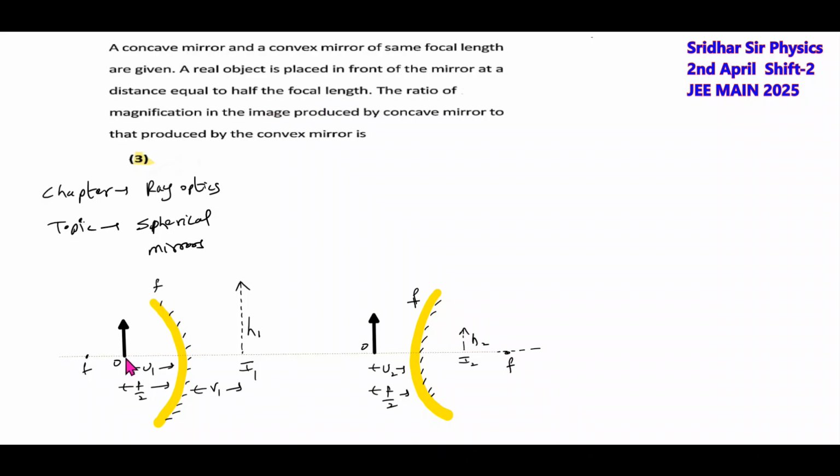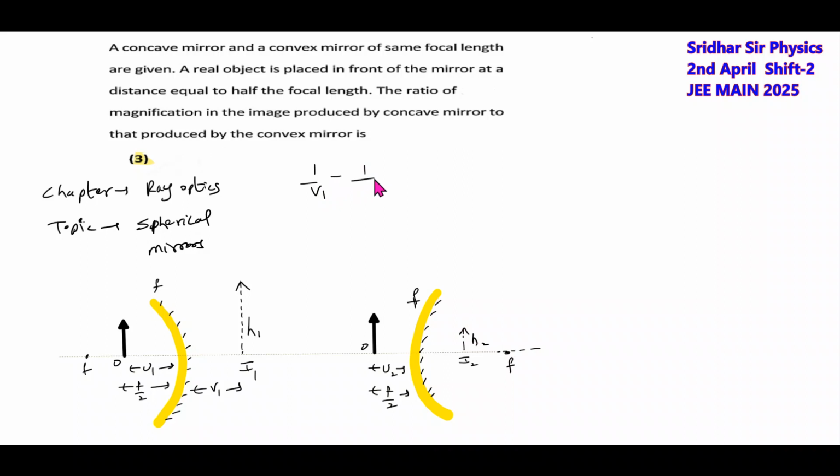So the object is placed at a distance f by 2 in front of the concave mirror. Similarly, for the convex mirror also, the object is placed at a distance f by 2. The question asks for the ratio of magnification of the image produced by the concave mirror to that produced by the convex mirror. So first we'll calculate the image distance. We'll use the mirror formula.